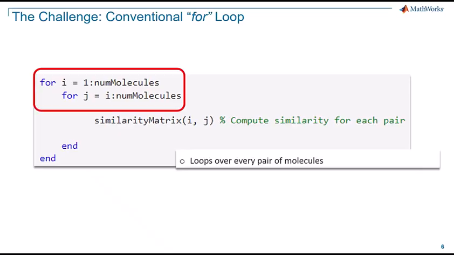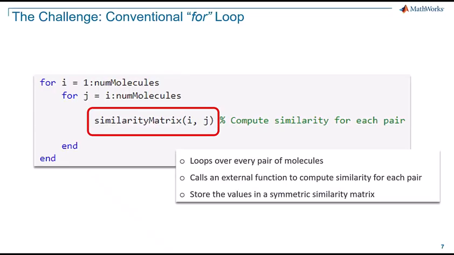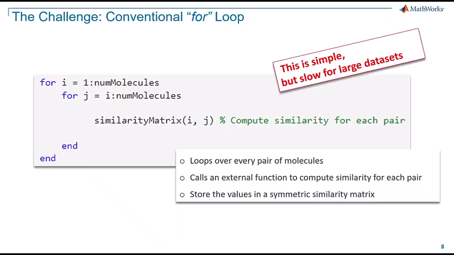As you can see here, this approach loops over every pair of molecules, and every time it calls an external function to compute similarity for each pair and store the values in a symmetric similarity matrix. And that is where we face the computational bottleneck, because such a for loop approach is very slow for large datasets.